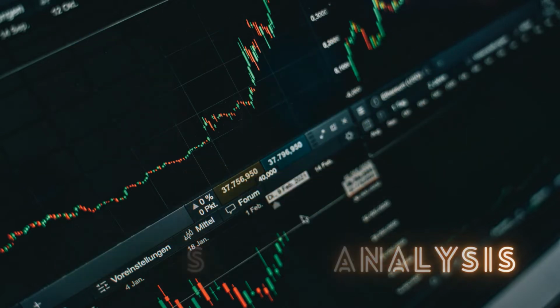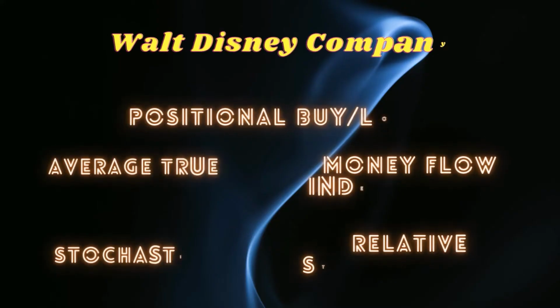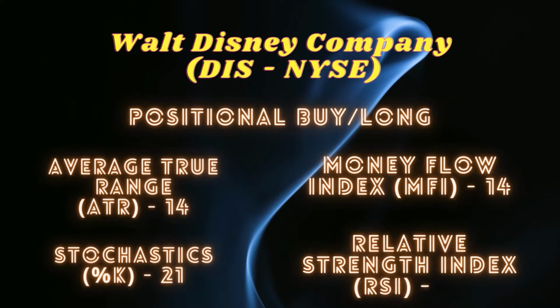So here is our first trading strategy for the stock Walt Disney Company, which trades in the NYSE under the ticker symbol DIS. This is going to be a positional buy or long strategy, which means we will buy first and sell after a few days. We are going to make use of 3 to 4 technical indicators or oscillators here.